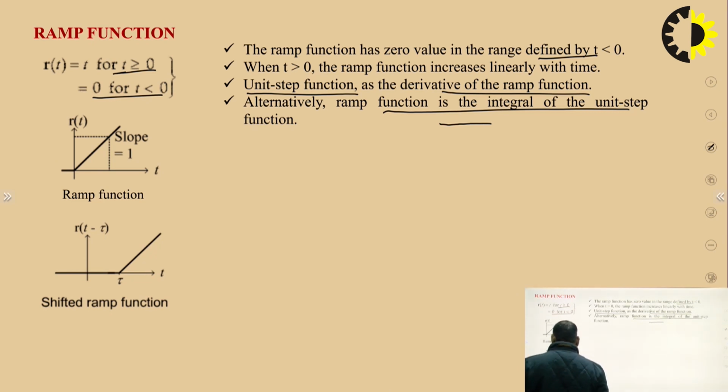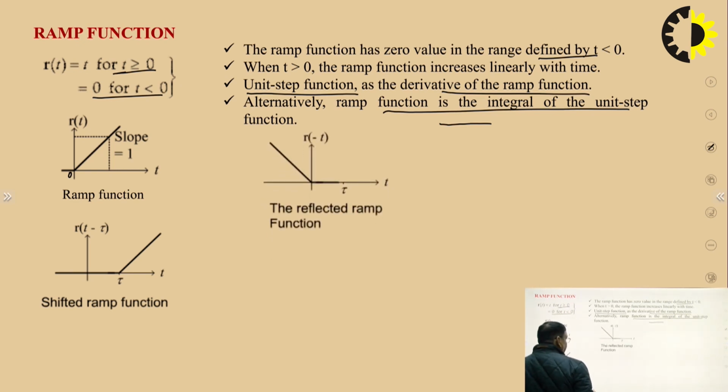So this is the shifted ramp. This is the ramp, this is the 0, and this ramp is starting at t equal to tau. So this is the delayed ramp. Then this is the reflected ramp. Reflection means minus t, time axis, time reversal. So these are the definitions of a ramp function.